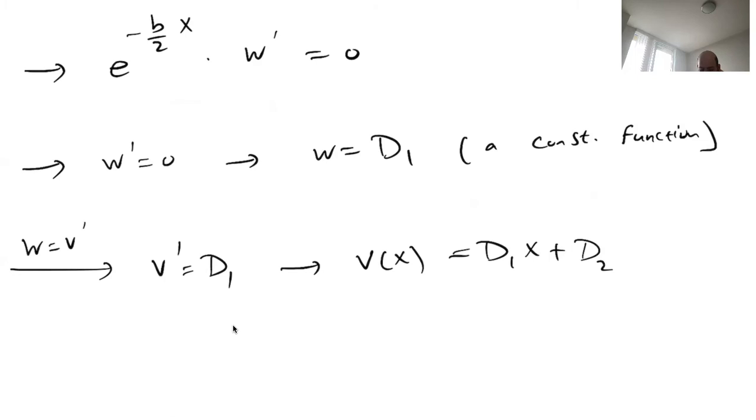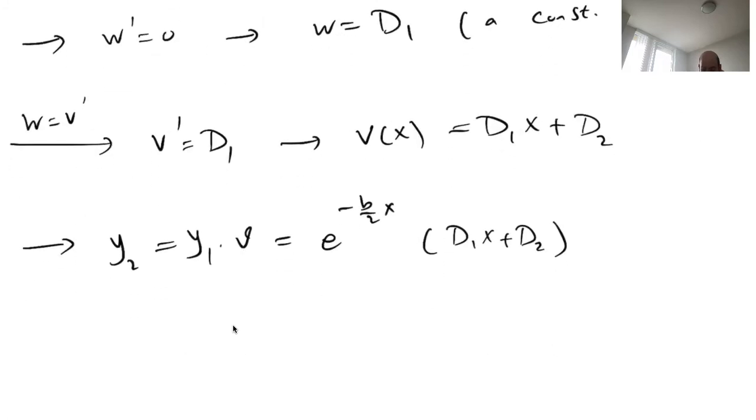So this is a solution for v. And then we will have y2 equals y1 times v, which is e to the power minus b over 2x times d1x plus d2. So this is a solution for y2. And we have to choose d1 and d2 whatever way we want. The only condition is that we choose them appropriately so that y2 is linearly independent from y1, meaning that y2 is not a scalar multiple of y1.